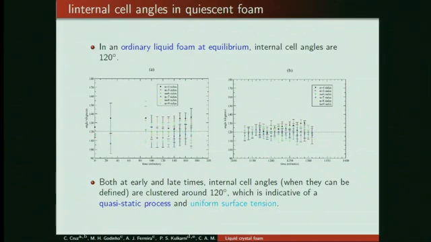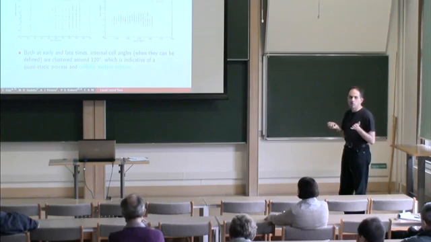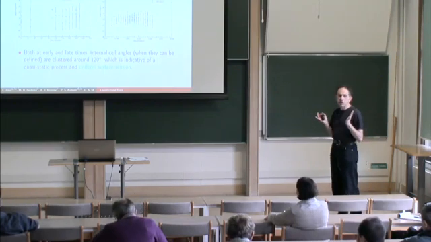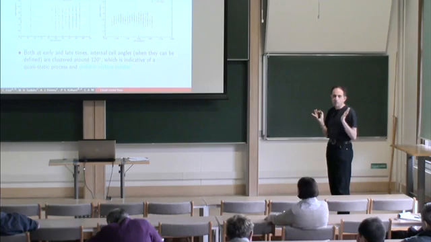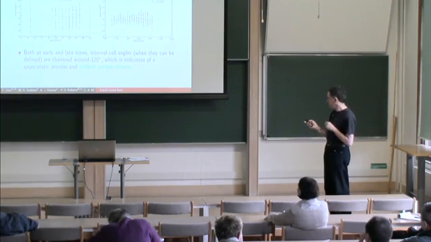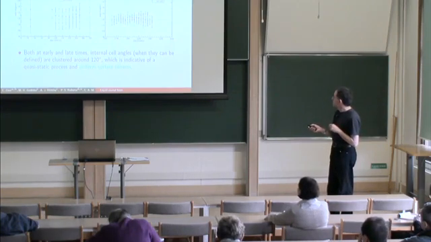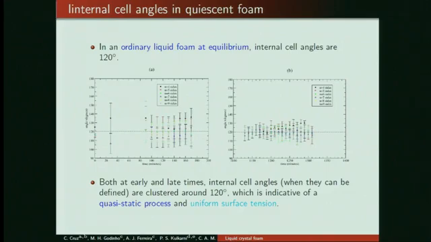But we are reasonably satisfied that they cluster around 120 degrees, which I think is telling us that the surface tension is reasonably uniform here. This need not be the case. It could not be uniform. In that case, there would be no reason why the angles would be 120 degrees. And the process appears reasonably quasi-static too, for the same reason.